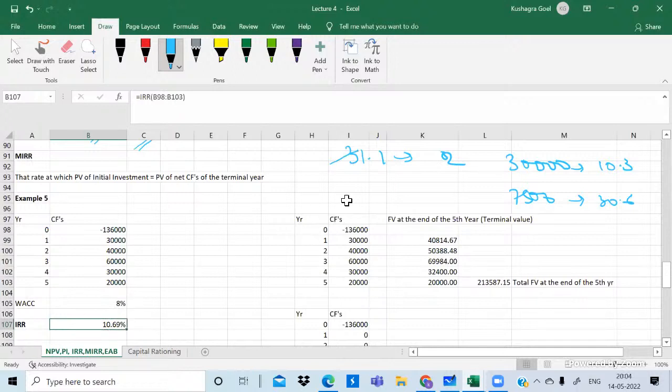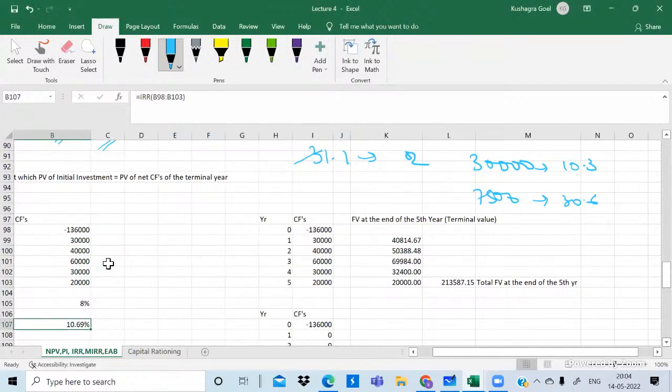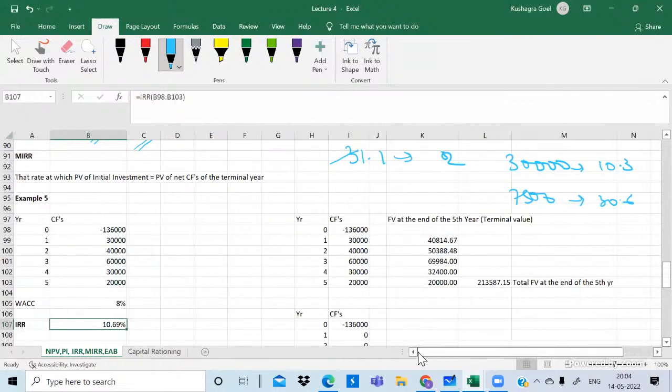Then in that case, I'll always prefer an MIRR. So how do you calculate MIRR? Let's look at MIRR. I've just copy pasted the same numbers over here, which is 0 to 5 and the cash flows. What I'll do is I'll first convert everything, from the 1st year till the 5th year, to its future value at the end of the 5th year.